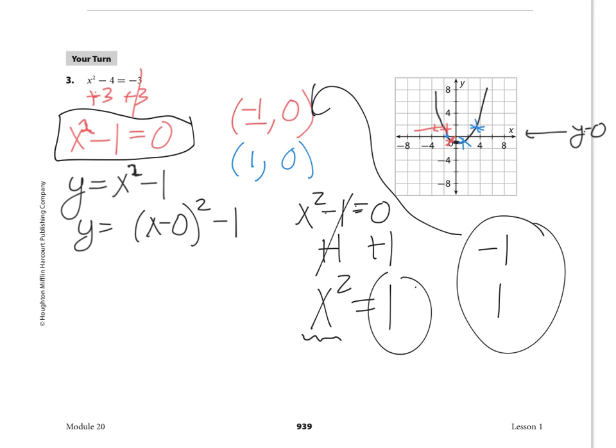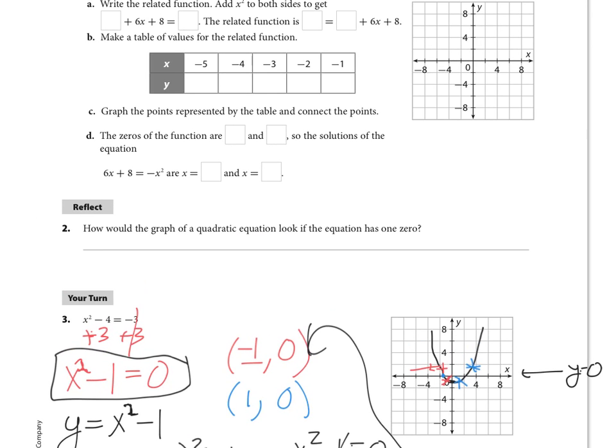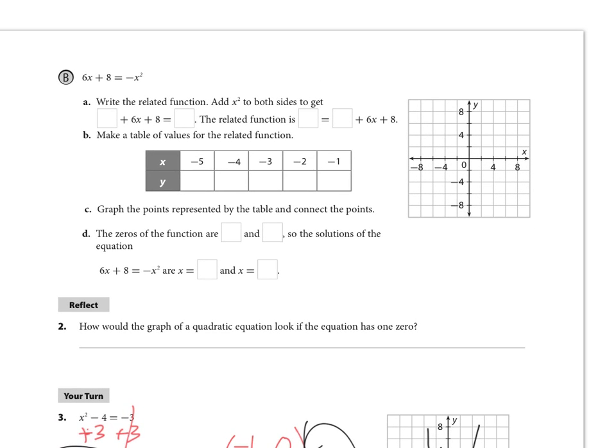Now, if you go back up to the example they did here, theirs is a little more complex. Why? Because their equation wasn't so simple. You do standard form. If you move this over, that becomes a positive x squared plus 6x plus 8 now equals 0.